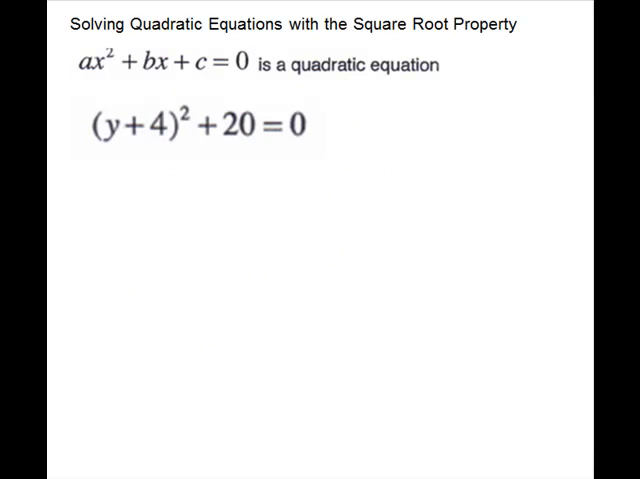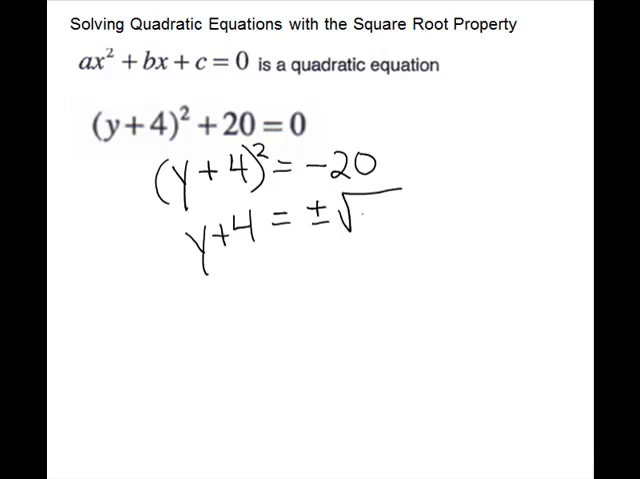Our next problem looks even a little more complicated, but we do have something squared and we have a constant. So let's go ahead and get the 20 on the other side. So we have y plus 4 squared equals negative 20. We will take the square root of both sides. It will be y plus 4 equals plus or minus the square root of negative 20. Let's simplify that radical. So for our square root of negative 1, that's going to be an i. So we're going to have an i there. I'm just going to write this on the side. So there's my i that I'm going to pull out.